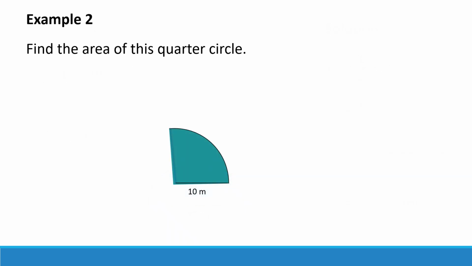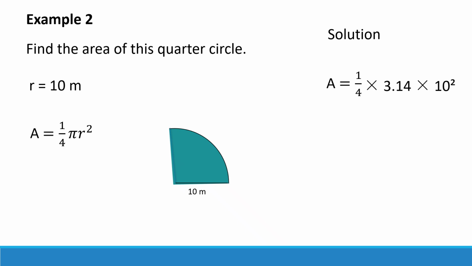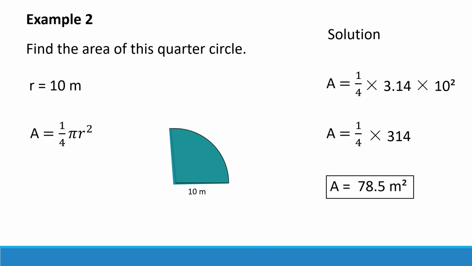Now, let's find the area of this quarter circle. The radius is 10 meters. Using the formula, the area equals 1/4 times 3.14 times 10 squared. 10 squared is 100, and 3.14 times 100 is 314. Finally, divide 314 by 4. Therefore, the area of the quarter circle is 78.5 square meters.